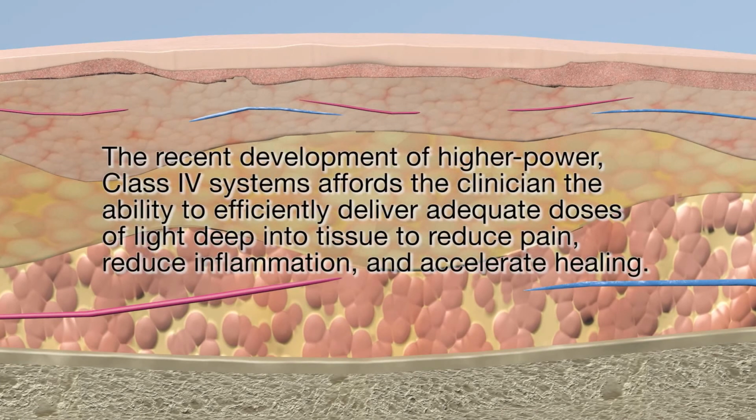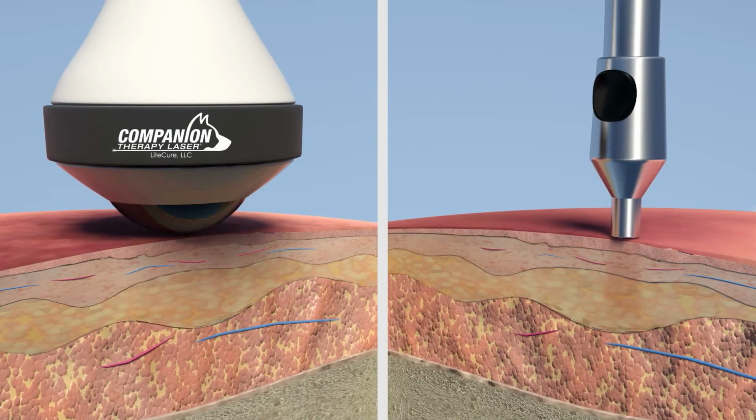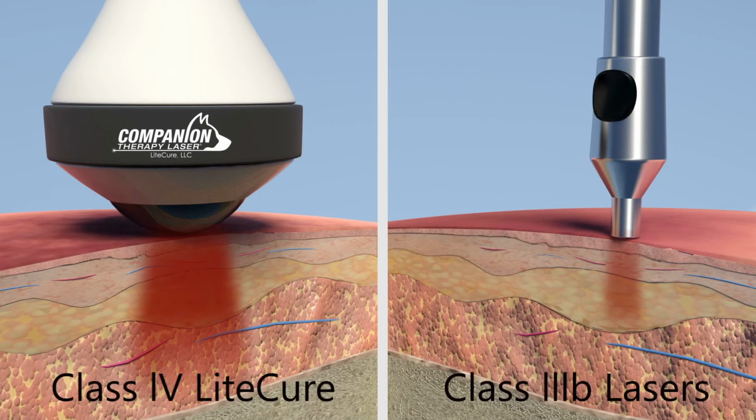The recent development of higher power Class 4 systems affords the clinician the ability to efficiently deliver adequate doses of light deep into the tissue to reduce pain, reduce inflammation, and accelerate healing. As you can see in this illustration, the advent of Class 4 lasers makes it possible to not only apply the benefits of photobiomodulation superficially, but to also treat a greatly expanded range of conditions by delivering a clinically effective quantity of photons to cells deep within the tissue.